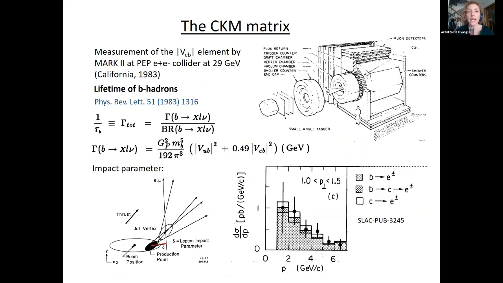Okay. So the first measurement of the CKM matrix element Vcb was performed by Mark II at the PEP collider at 29 GeV in California in 1983. And this was quite a surprising measurement, in fact, because it was done by measuring the lifetime of the B hadrons, and what was measured was that the lifetime of the hadrons was quite high.